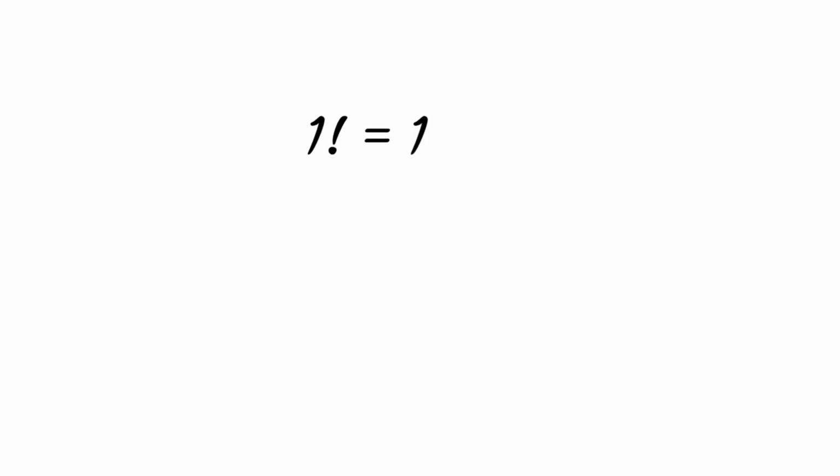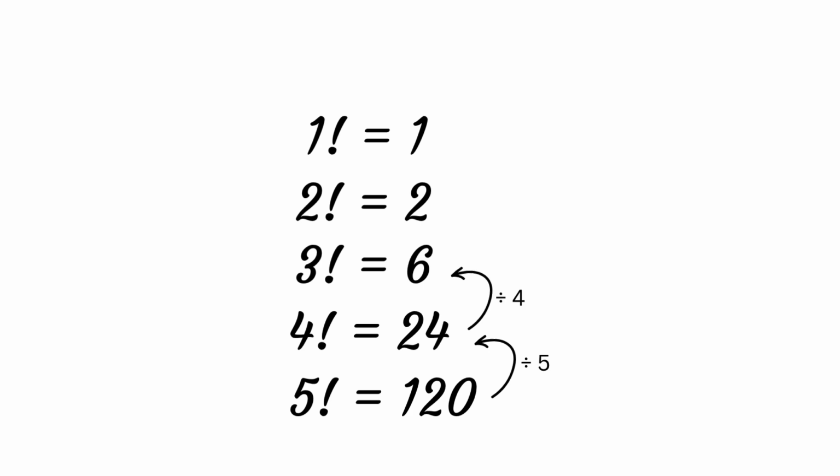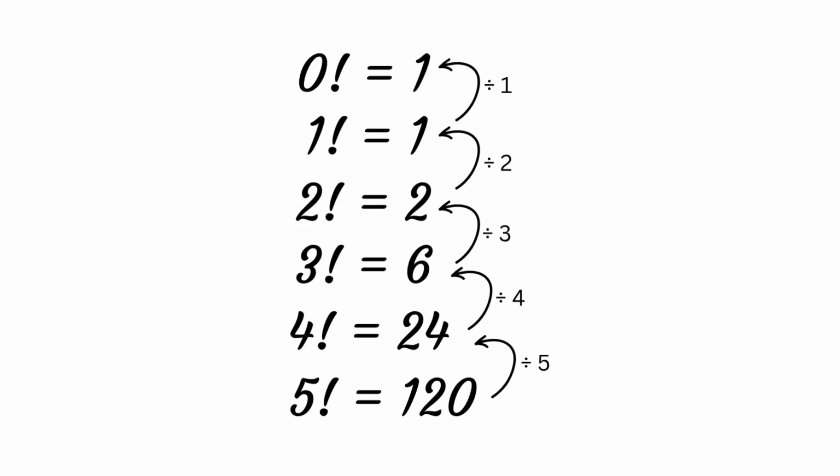1 factorial is 1, 2 factorial is 2, 3 factorial is 6, 4 factorial is 24, and 5 factorial is 120. If we divide the answer by the coefficient, we get the answer of the previous factorial. 120 divided by 5 is 24. 24 divided by 4 is 6. 6 divided by 3 is 2. 2 divided by 2 is 1. 1 divided by 1 is 1. So 0 factorial equals 1.